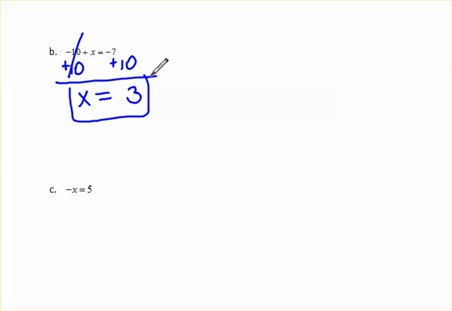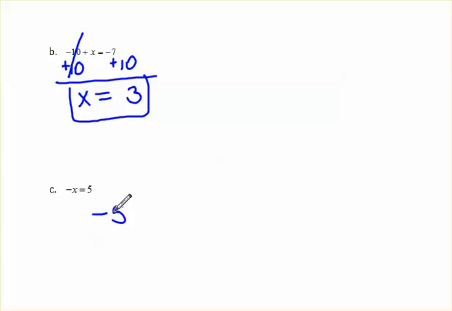All right, for our last one, we have negative x equals 5. And at this point, we've not talked about multiplication and division of integers. So what they're wanting you to do is just kind of think your way through this one. They're wanting you to look at this and say, okay, this says the opposite of some number is 5. So think about your opposites. The opposite of what number is 5? And in that case, it would have to be a negative 5, wouldn't it?